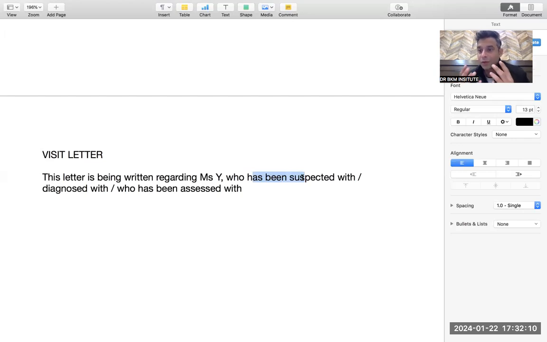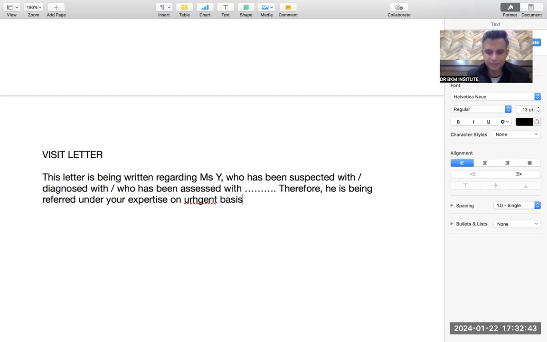Passive voice. Who was suspected by us, past. Who has been suspected by us, today. Has been plus third form. Just this much grammar of OET. So this letter is being written regarding this person who has been assessed with this problem. Therefore, he is being referred under your expertise on an urgent basis.